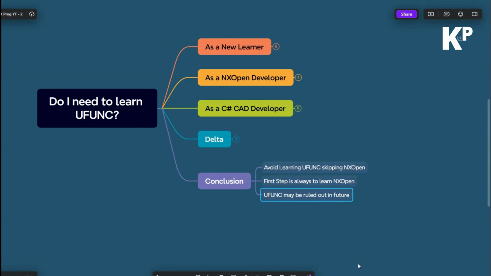And this is my own perception, this is my own opinion about UFUNC. UFUNC may be ruled out in future. It may be taken over by the NXOpen. It is almost taken over by the NXOpen namespaces and classes already, but still UFUNC is in use. But there is a high possibility that over the period of time in coming years, UFUNC may be ruled out, and you don't need to think of UFUNC at all. I hope, guys, this video has given you a lot of informative knowledge, and you got the right path to choose. You got the right choice to make about UFUNC.